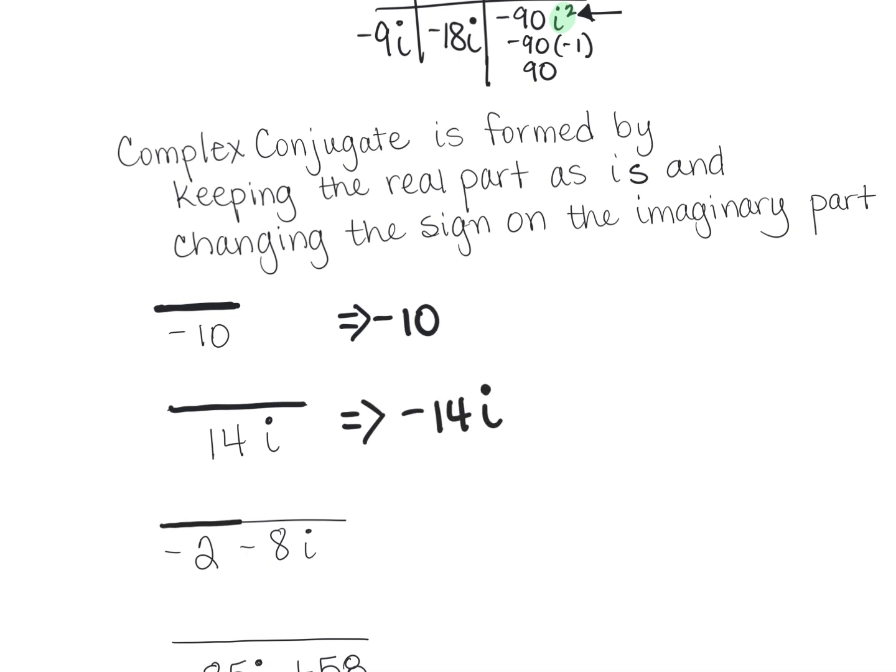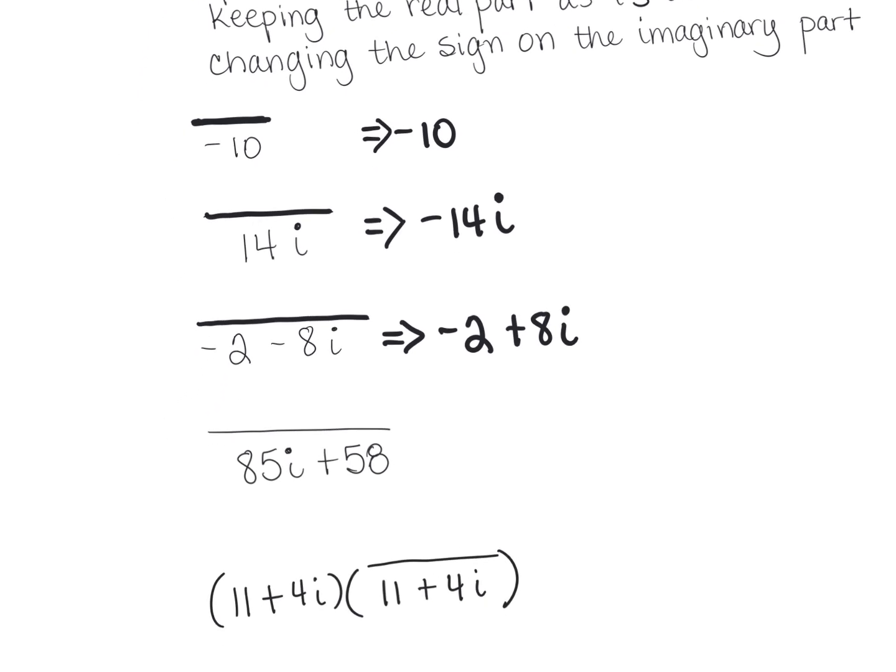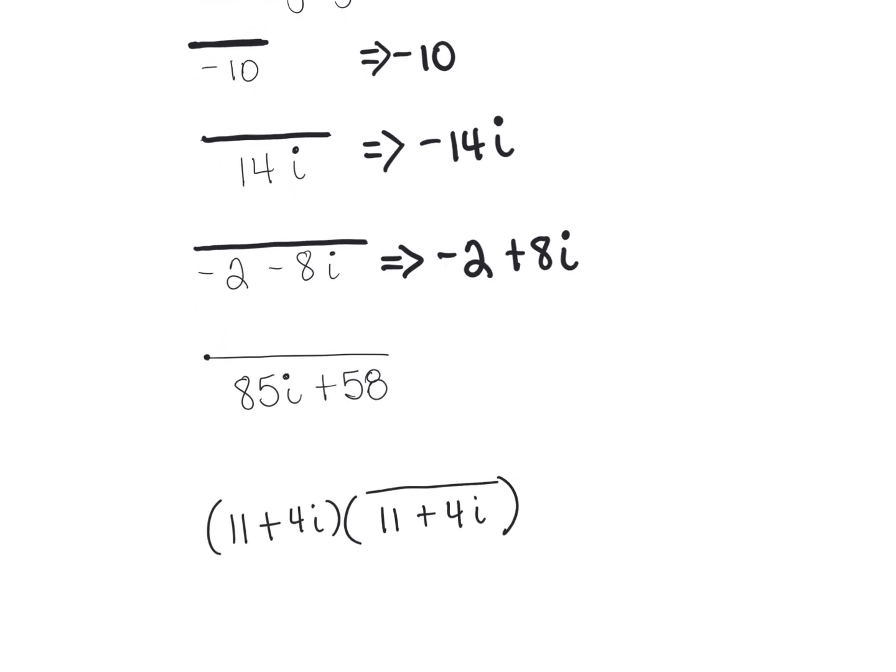Next one is a two-term. We have a binomial here. So I'm going to keep the real part, negative 2, and then I'm going to change the sign on 8i, and it's negative to begin with, so we change it into a positive 8i. And then we have this, 85i plus 58, and that conjugate will be negative 85i because that's the imaginary part, and then we are going to still be adding 58.